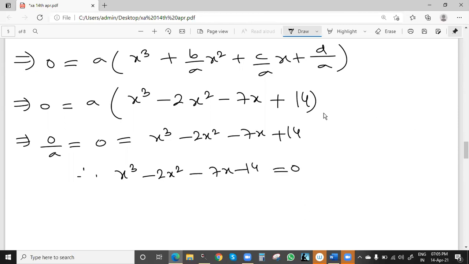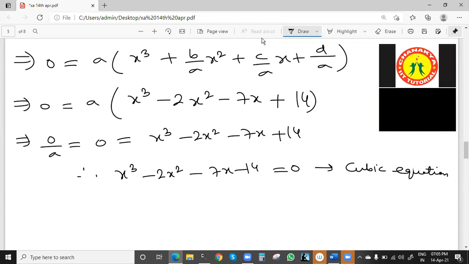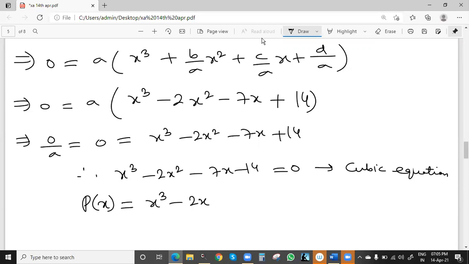This will be a cubic equation, because in a cubic equation we assume px as 0. And we can say the cubic polynomial will be given in terms of px equal to x cube minus 2x square minus 7x minus 14. This will be the cubic polynomial.